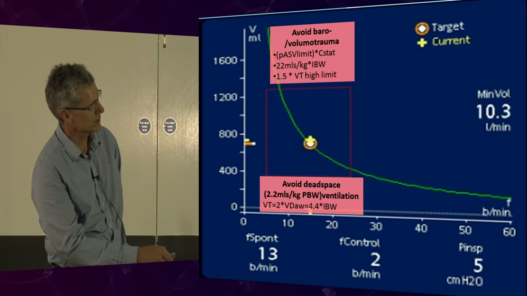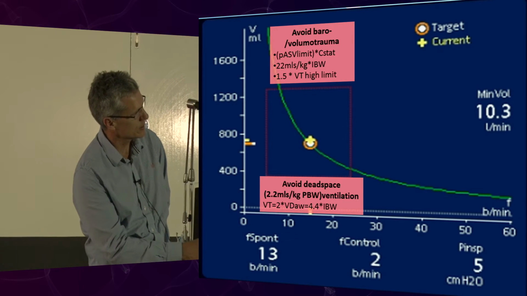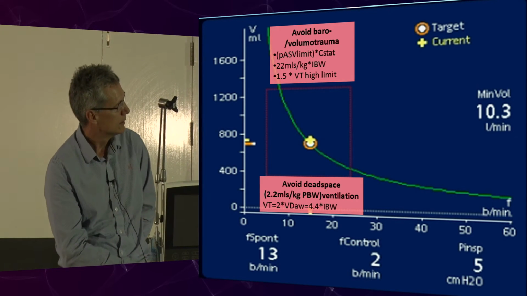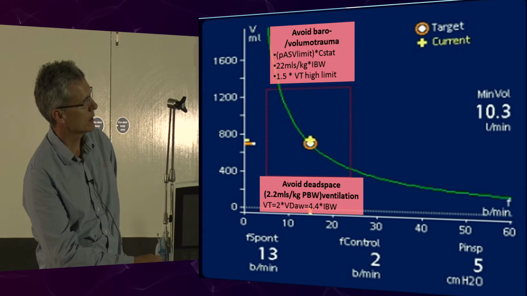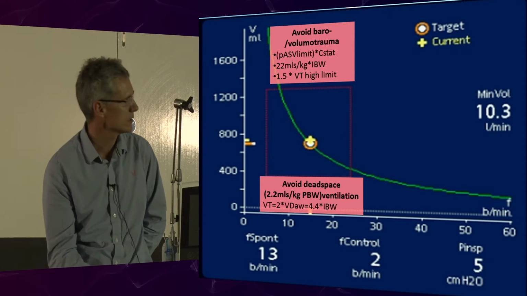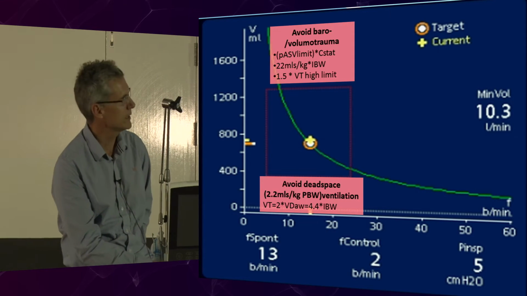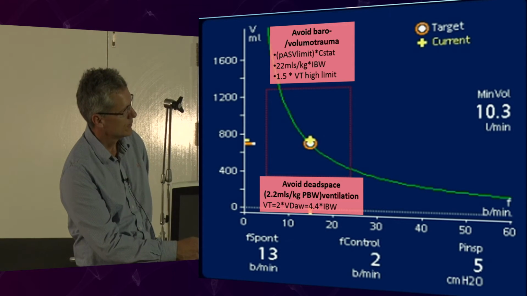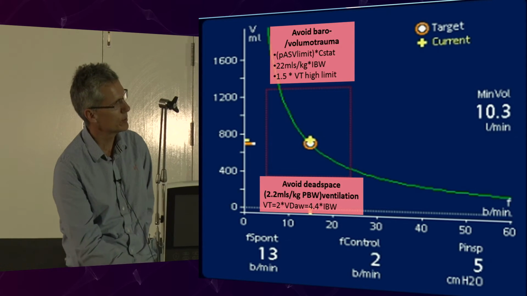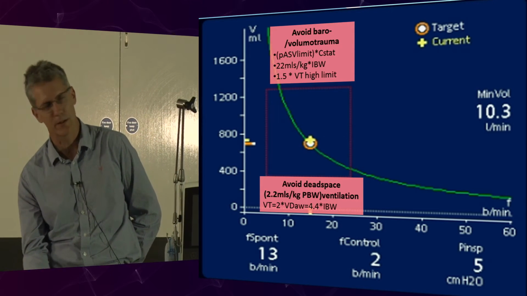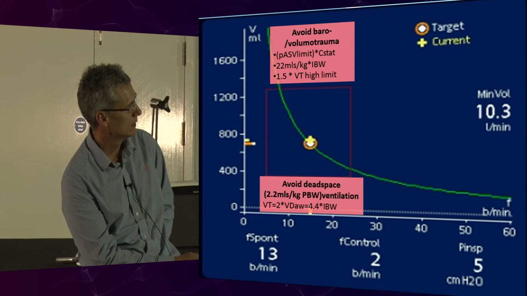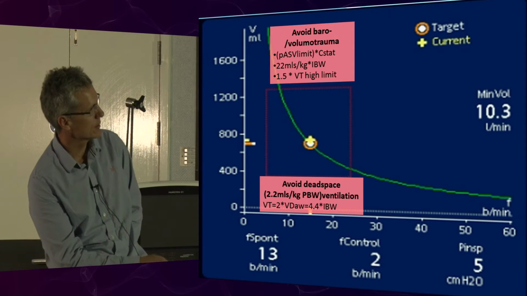The top of the box, what determines the top of the box is 3 things. So it's 1.5 times your high tidal volume limit. So if you set your tidal volume limit at 1 litre, if you get a tidal volume of 1.5 litres, flow will stop. It's also 22 times the ideal body weight, so 70 kgs. This is about 1.5 litres as well. So if you get above this, the flow will stop.